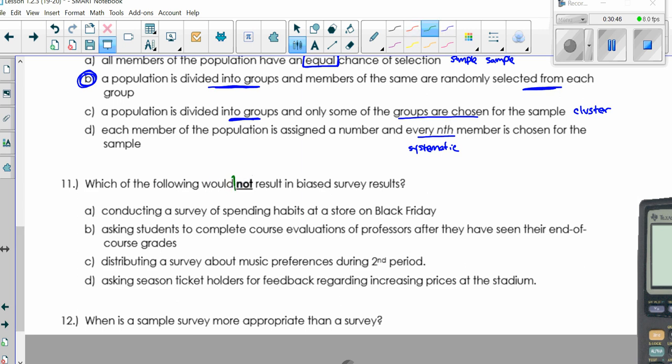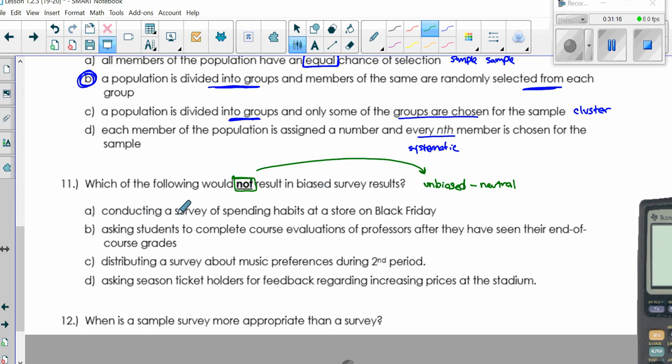Which one would not result in bias? So that means it's asking for unbiased. And the SAT loves to do this where they ask you these "not" questions. So we've got to read through and determine which ones are unbiased, meaning neutral. Sometimes it helps to just read through and determine what they look like too. So if we ignore the word "not" and just think, which ones are biased?